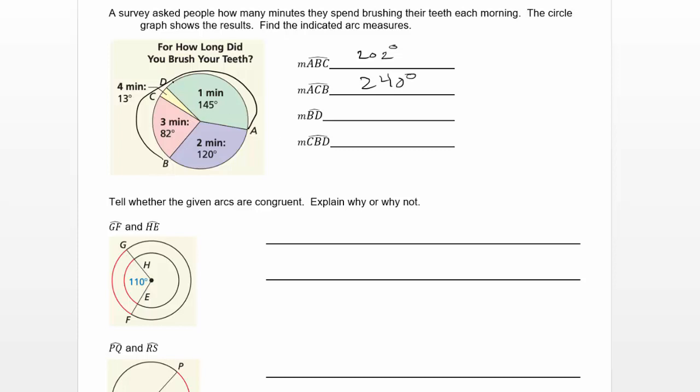BD: start at B, end at D. 82 plus 13 is 95 degrees. And then start at C, go to B, and end at D. Start at C, head toward B, and end at D. That is 360 minus this 13 degrees, which is 347 degrees.